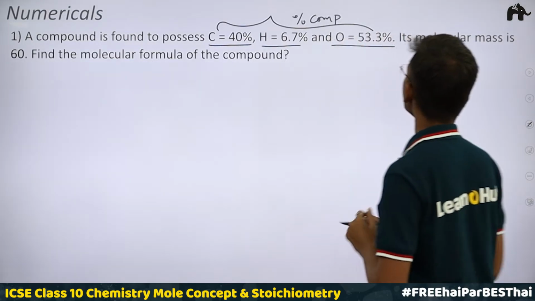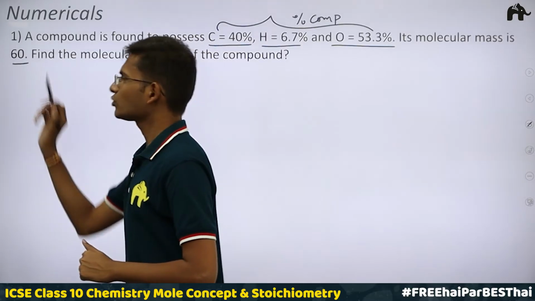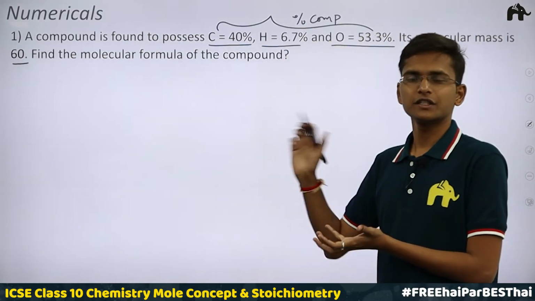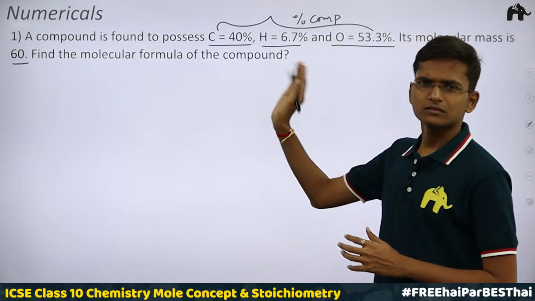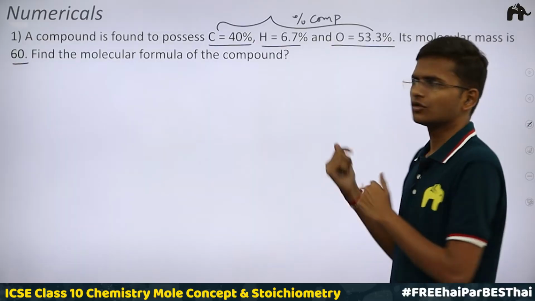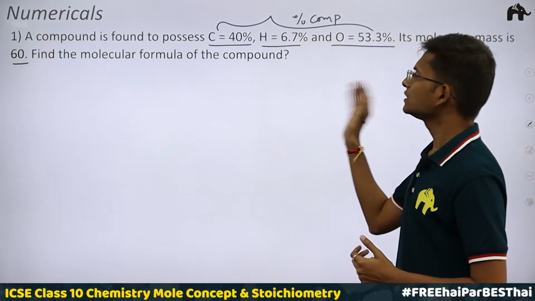Now, what else have they given us? Its molecular mass is 60. So don't worry about the units while finding the molecular formula. We are not dealing with units here. Just the number, molecular mass or empirical formula mass, no need to write the unit. So find the molecular formula of the compound.